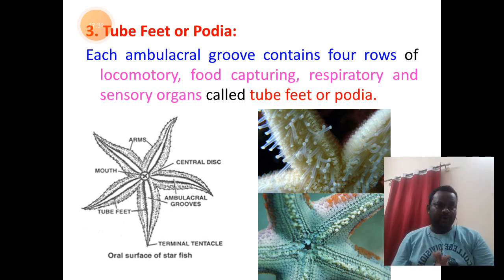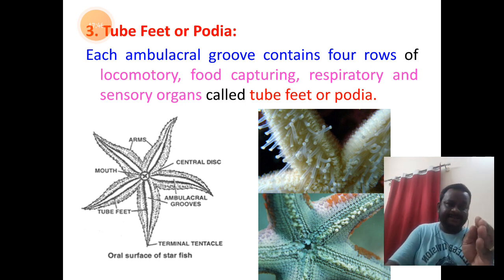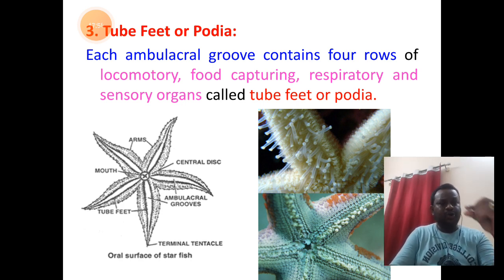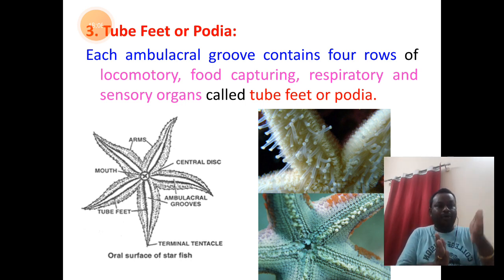Within each of the ambulacral grooves, there arise 4 rows of tube-like structures. Very closely, when you observe the picture towards the right side of the slide, the upper part, you can find minute tube-like outgrowths coming out from the ambulacral groove. Each of these tubes is called podia or tube feet. These structures are arranged in 4 rows. You find in each of the ambulacral grooves, 2 towards one side, 2 towards the other side.